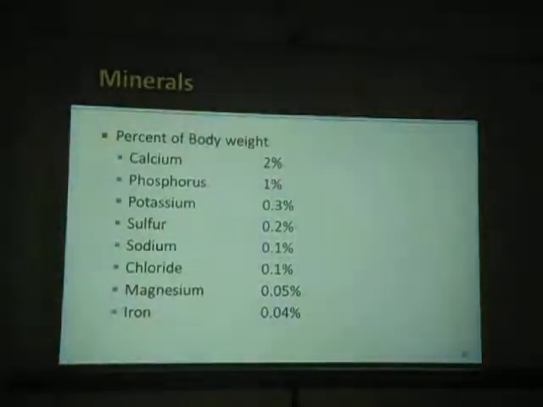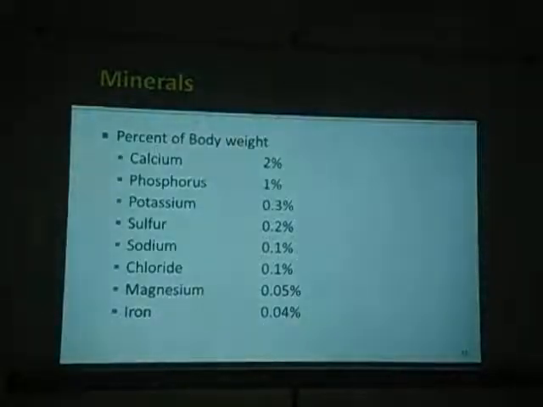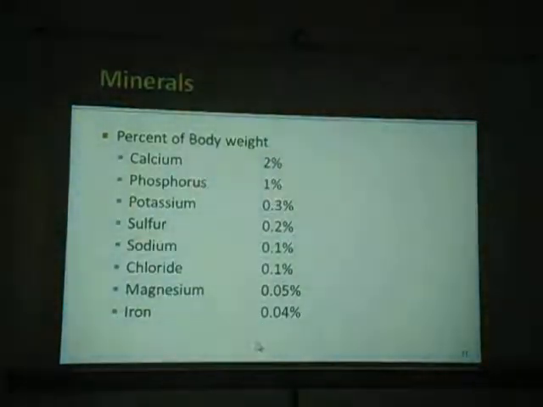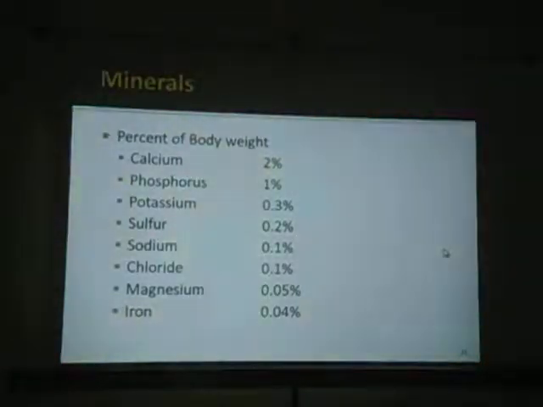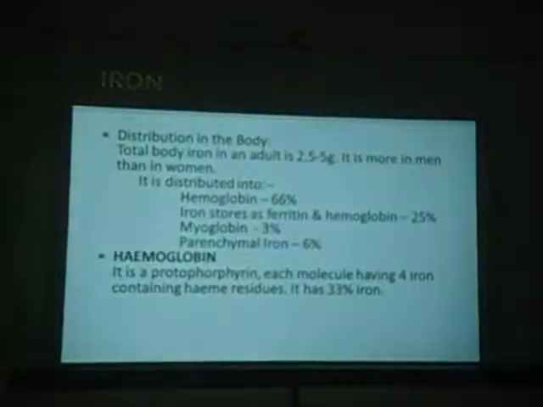So coming to the next, minerals. These were the vitamins which we discussed. Now we have another minor component of the body, that is minerals: calcium, phosphorus, potassium, sulfur, sodium, chloride, magnesium, and iron. Though they are minor components, they still play a very important role. Coming to the first thing, iron.